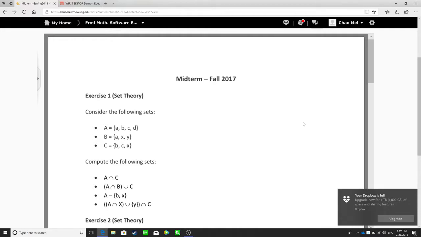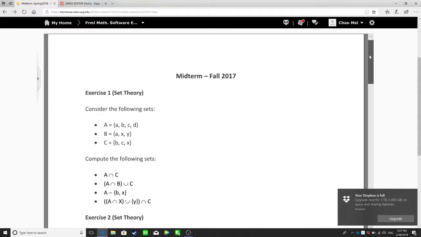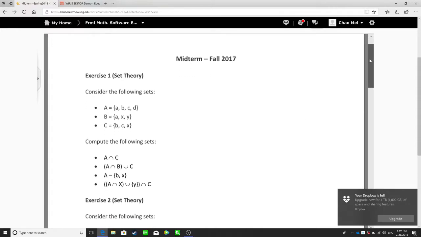Okay, so I think this midterm is a good exercise for you to do. So just try to figure out how you should solve each question instead of focusing too much on the grade. Okay, so that's what I hope. Alright, let's start looking at exercise 1.